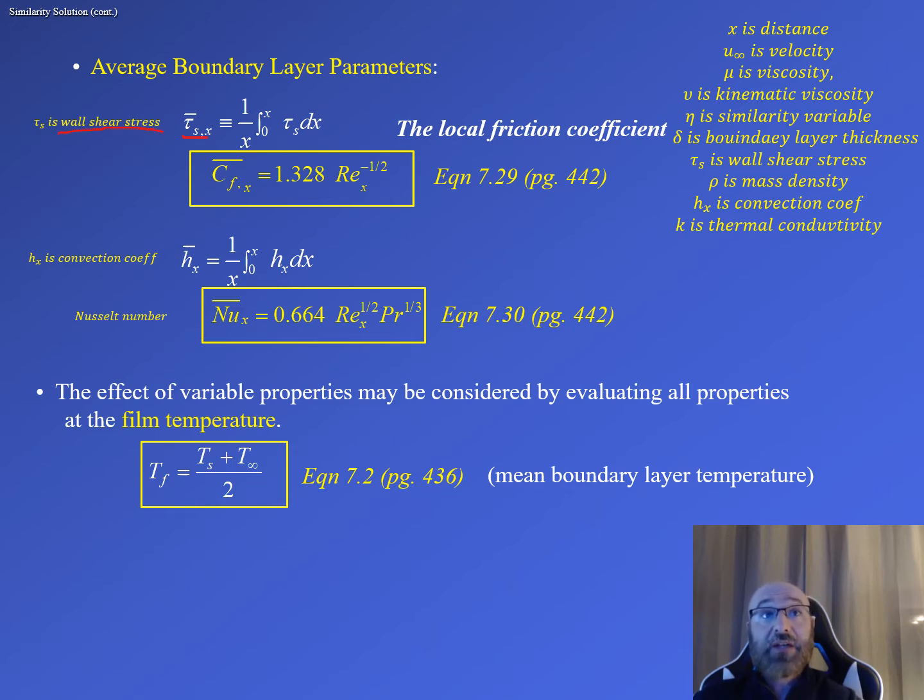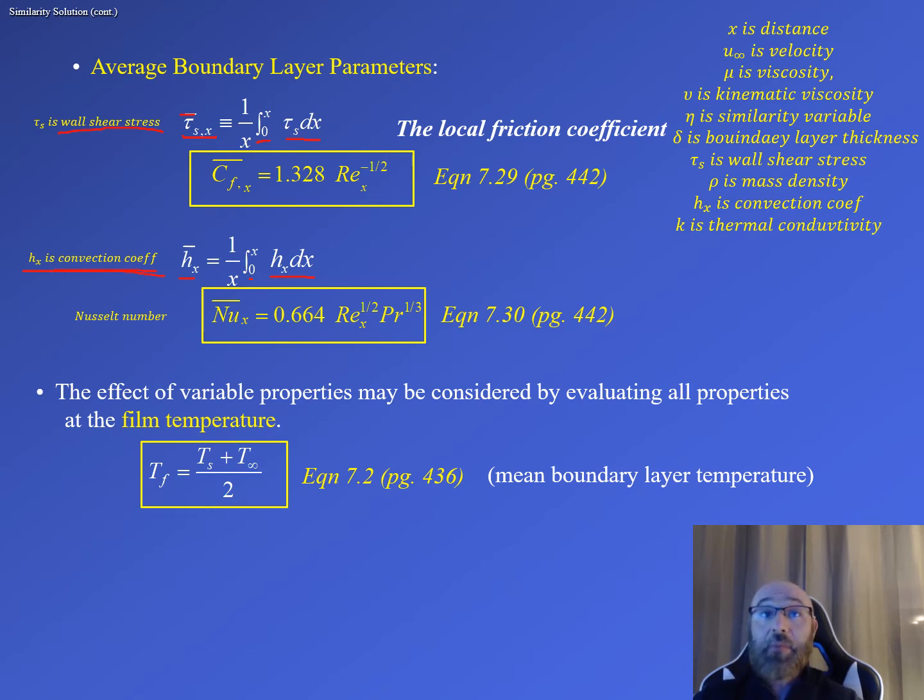Our tau sub s comma x bar right there, where the bar denotes our average, is equal to 1 over x times the integral with the limits of integration going from 0 to x of our tau sub s dx. Then below we can see we have a relationship shown for our average convection coefficient. So our h sub x bar is equal to 1 over x times the integral, with limits of integration again from 0 to x, of our h of x dx, where again that h of x is our convection coefficient.